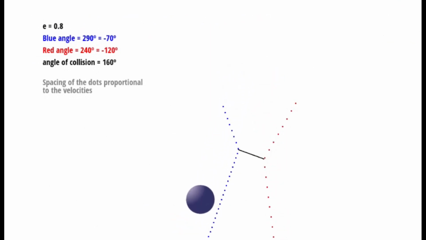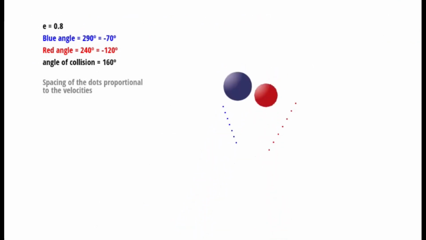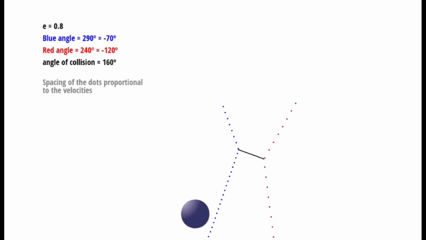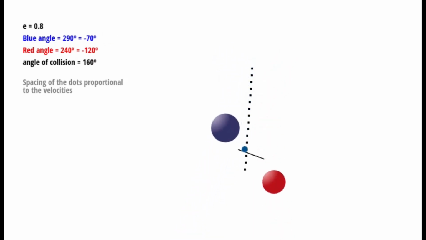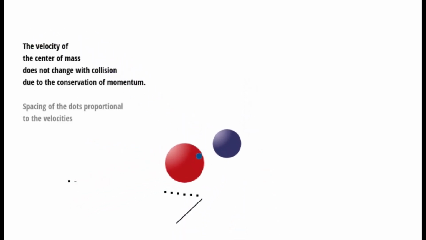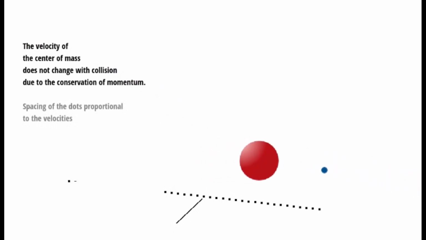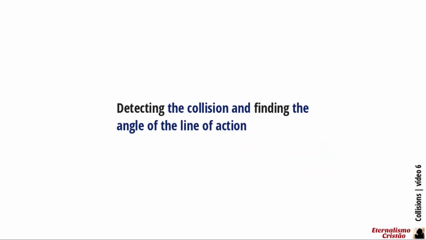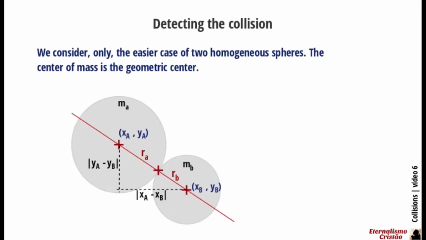This is a simulation of the situation we have been calculating. The velocity of the center of mass of the isolated system of the two bodies does not change with the collision. This is a consequence of the conservation of momentum. We consider, only, the easier case of two homogeneous spheres. The center of mass is, also, the geometric center.